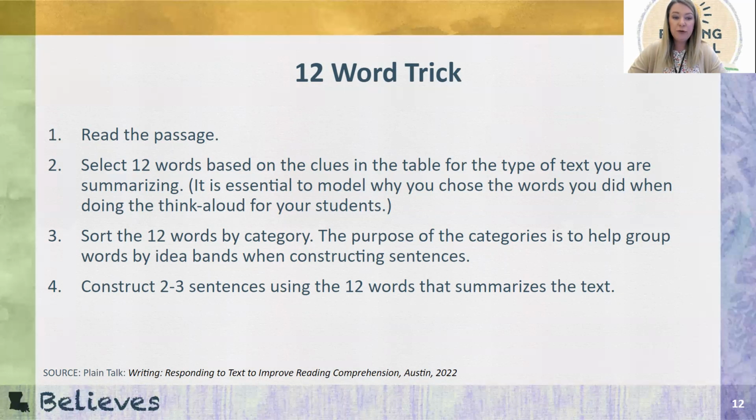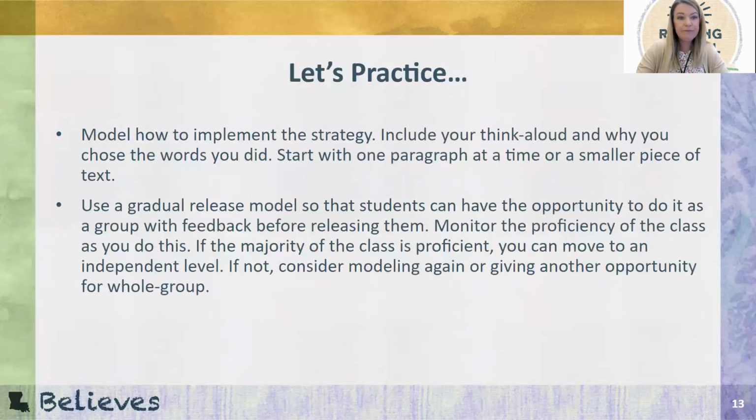Then you're going to construct 2 to 3 sentences using the 12 words that summarize the text. So I'm going to model it. I'm going to include my think aloud, why I chose the words.